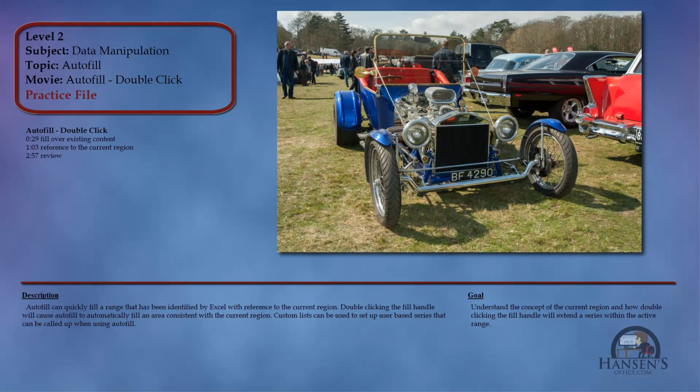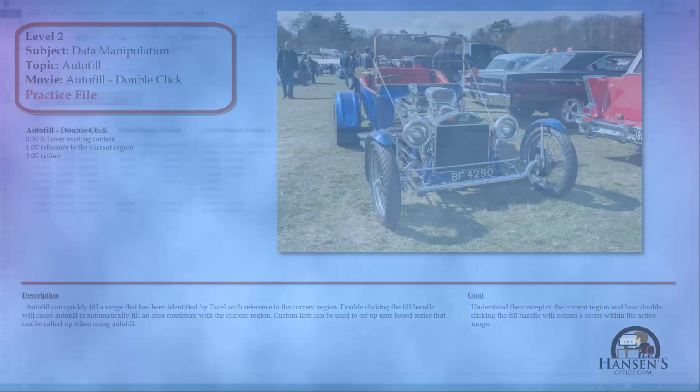This movie's called Autofill and Double Click because that's what we're going to do. We're going to double click the fill handle. And I actually remember the time when I found out that you could do this. It's been some time ago, but it's not entirely obvious, but it provides some convenience when you're trying to fill a series. So we're going to take a look at that, and we're also going to look at the current region and how Excel defines the current region when it's determining what cells to extend the series into.